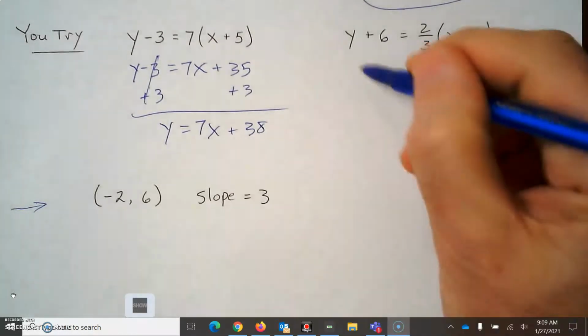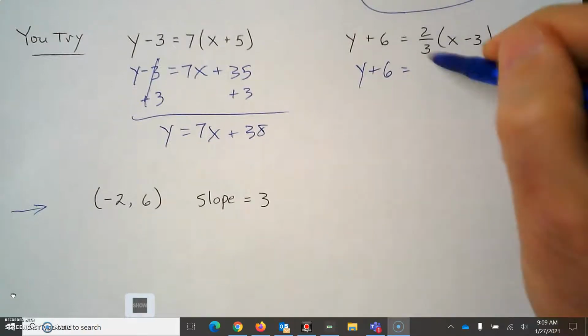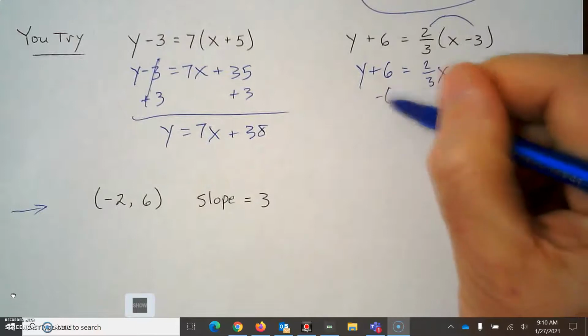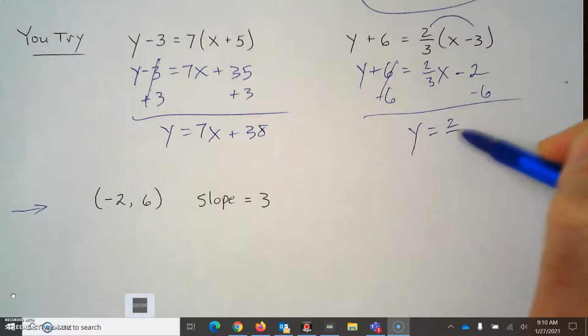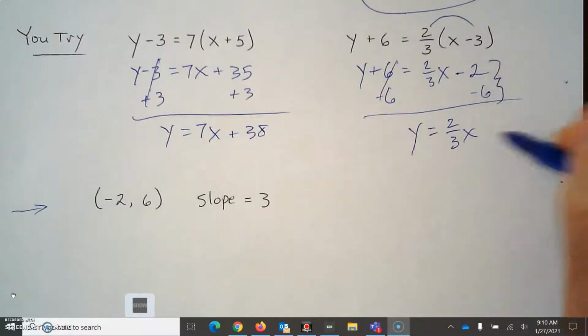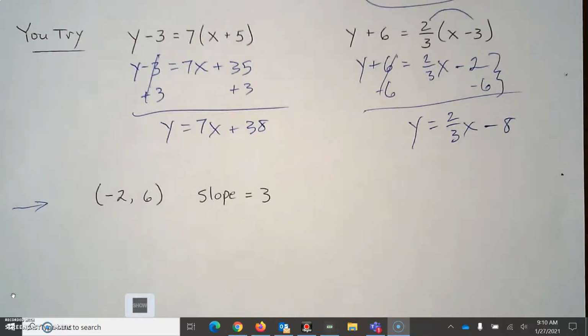And this example, y plus 6, 2/3 times x is 2/3 x. 2/3 times 3 is 2. And do the canceling there, minus 6 on both sides. Y equals 2/3 x. And when I combine these two numbers here, I get negative 8. I just add them. Okay, now this last example is going to require 3 steps, 3 lines of work.